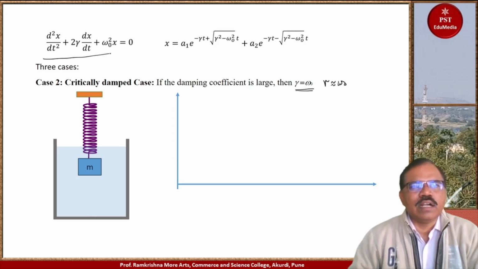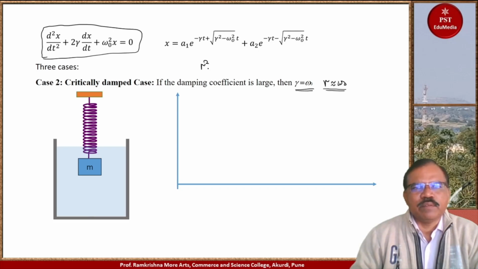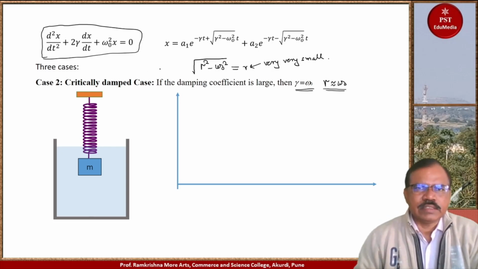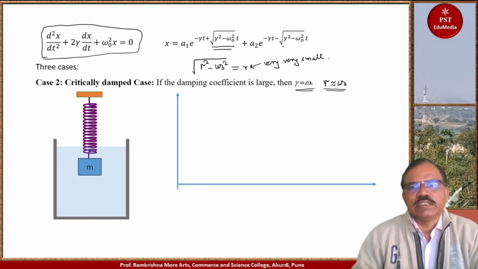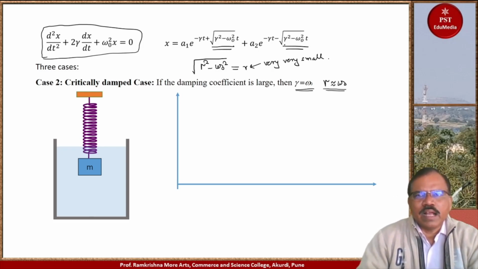Because this is a second order differential equation, we must get two independent solutions. This is possible when gamma is approximately equal to omega 0, meaning the square root of gamma square minus omega 0 square is equal to some r, where r is very small. So what happens in this case? Again this one is positive, and the square root of gamma square minus omega 0 square is positive.